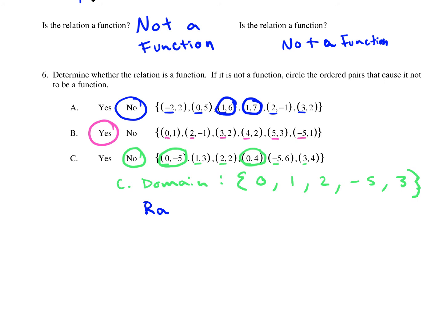What about my range? Remember, range are the y values. So it'd be the second number in that point. Awesome. That last 4 repeats, so you don't write it twice. So domain is the x's, range is the y's. X's come before y's. Because x comes before y in the alphabet. Do you guys have any questions here?